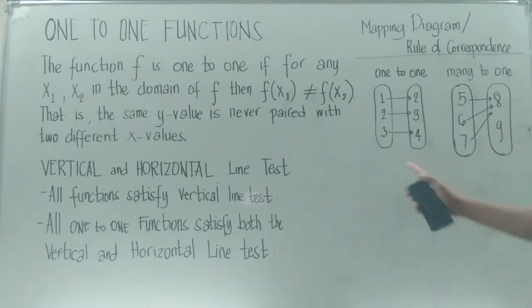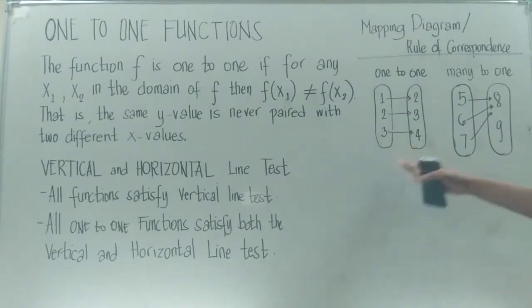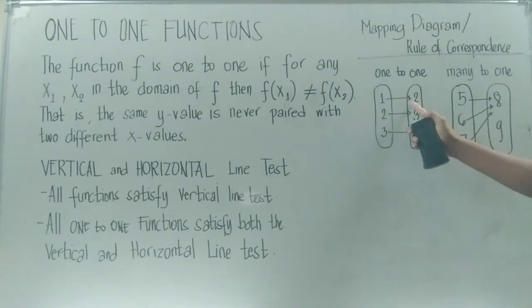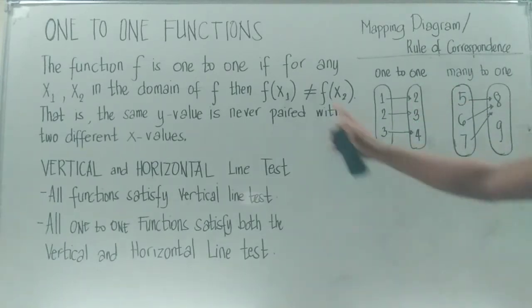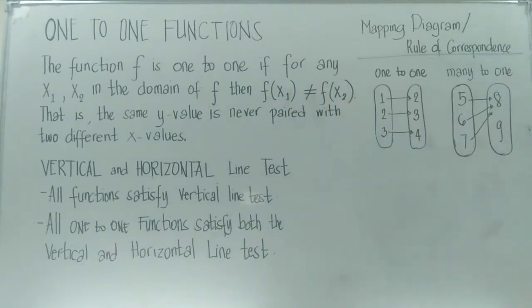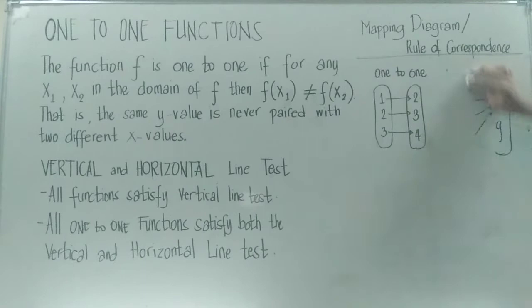On the mapping diagram, you can see the difference between a one-to-one function and other functions. The unique value of the domain is paired with a unique value of the range, so y is not equal to another y. That is the definition of a one-to-one function, so we will be focusing on this one.